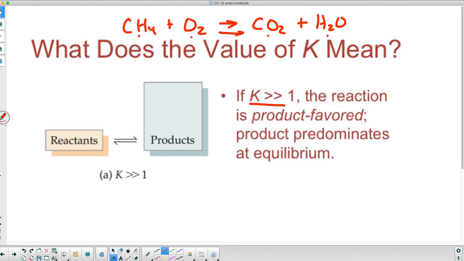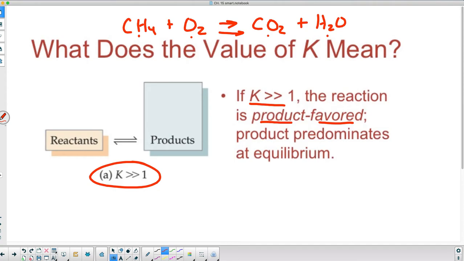So there's going to be very little O2 and CH4 left, yet we're going to have everything on the right hand side in plenty. That's going to give us a K value where we have lots of products and very little reactants, almost no reactants. When that happens, that's called product favored, or products predominate at equilibrium. A products favored reaction.